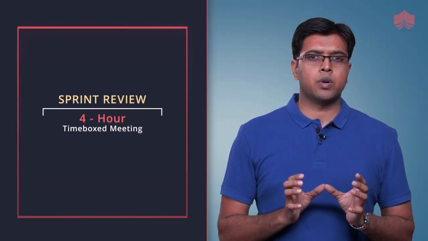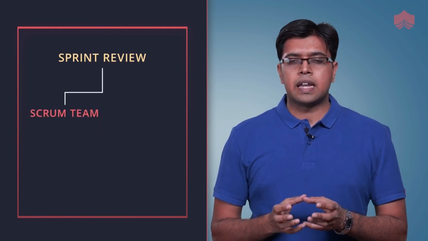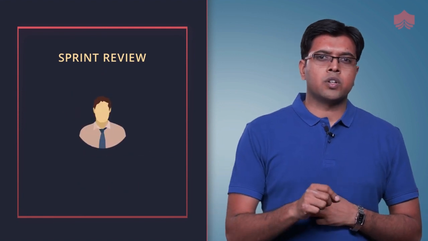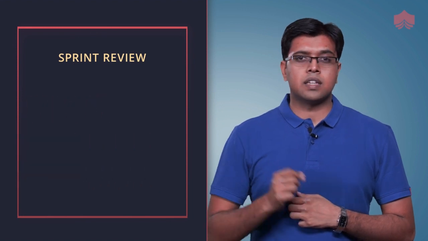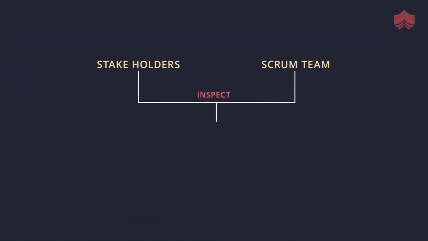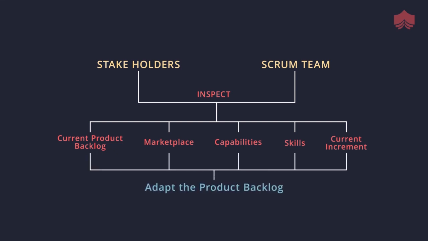At the end of the sprint, the Scrum team performs a sprint review. Now, sprint review is a 4-hour time-boxed meeting for a month-long sprint. This meeting is attended by the Scrum team and any relevant stakeholders who are invited by the product owner. During this event, the product owner discusses the product backlog items which were done and which were not done. At the same time, the development team showcases what was completed, and then the stakeholders and the Scrum team together inspect the current product backlog, the marketplace, the capabilities, the skills, the current increment, and finally adapt the product backlog.